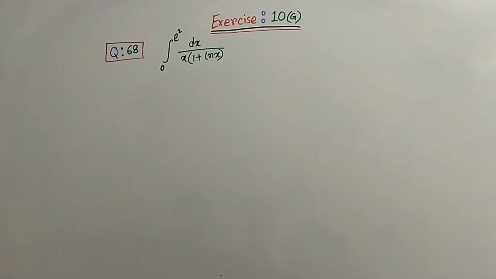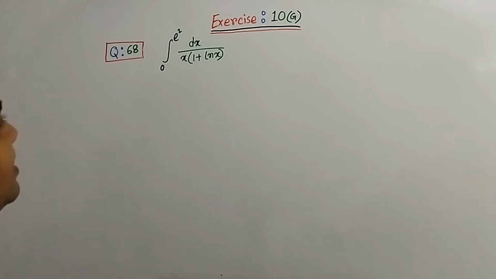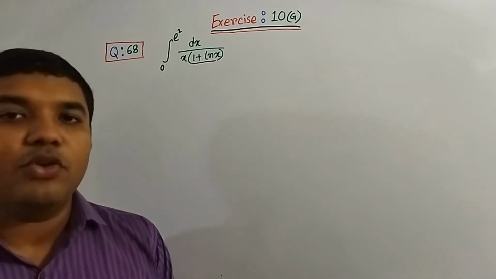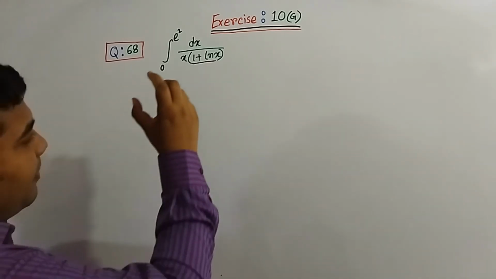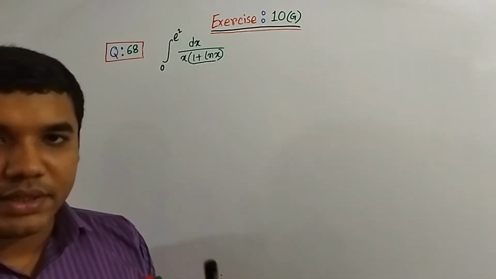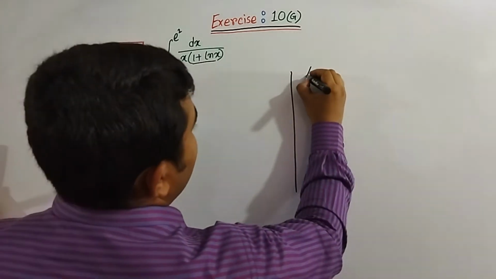So dear students, our next math problem is question number 68, and here it is given that the limit is 0 to e to the power square, and dx over x into 1 plus ln x. So how can we solve these types of problems? My dear students, if we take this part as z, then after differentiating this part we will get 1 by x. So we will get the rest of the part, isn't it? That's why we will go for our supposition part in this way.